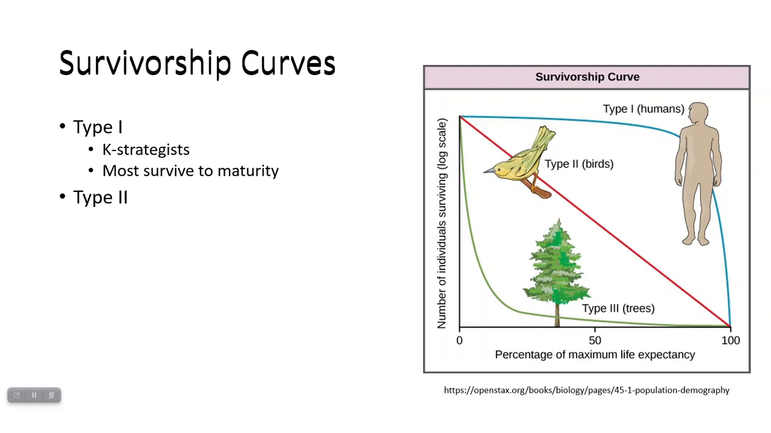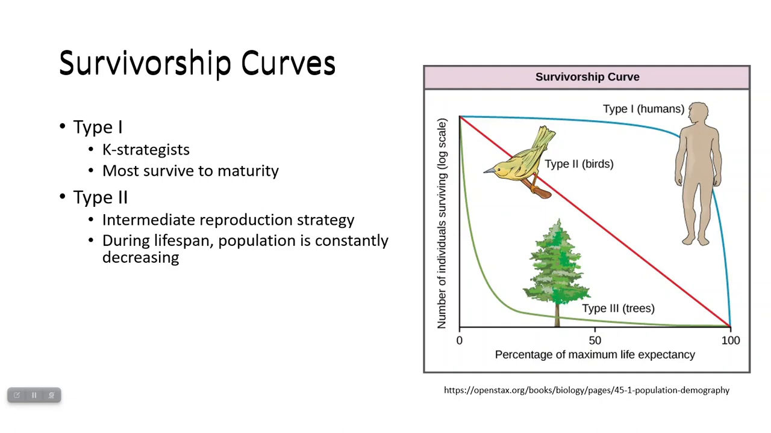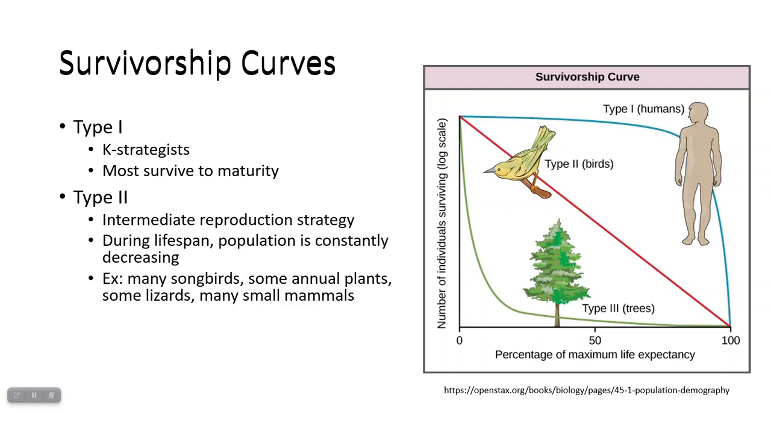Type 2 is going to have more of an intermediate type of reproduction strategy. They're not quite K strategists or R strategists, but if you remember from our previous lesson, it's not actually very realistic to find a pure K strategist or pure R strategist in nature. Most organisms tend to exist upon a continuum between R and K strategists. These organisms experience constant loss, so you have an equal chance of dying whether you're a young organism or an older organism. In general, we tend to use songbirds as the example for this.